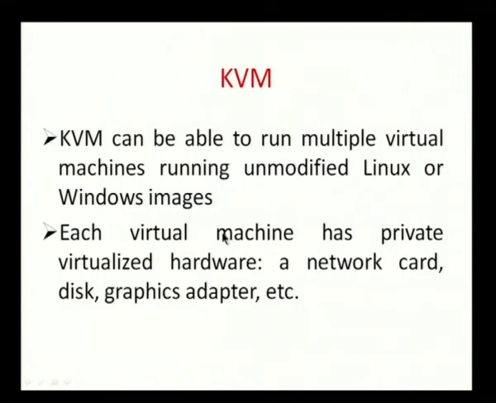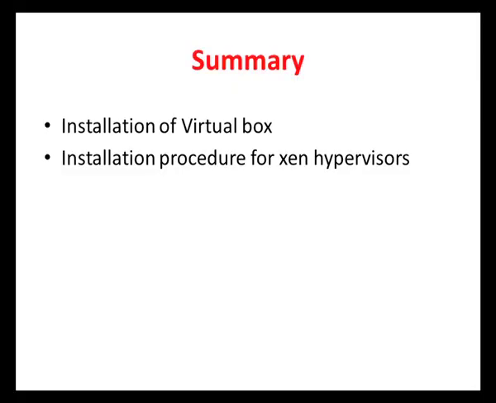So, when you consider KVM, it is possible to run multiple virtual machines running unmodified Linux or Windows images, and each virtual machine has private virtualized hardware: a network card, disk, graphics adapter, everything is available. We have discussed the installation of VirtualBox and also the installation procedure for the Zen hypervisor. These two hypervisors can be easily installed in your system, and before coming to the next episode, please try the installation of any one of the hypervisors.